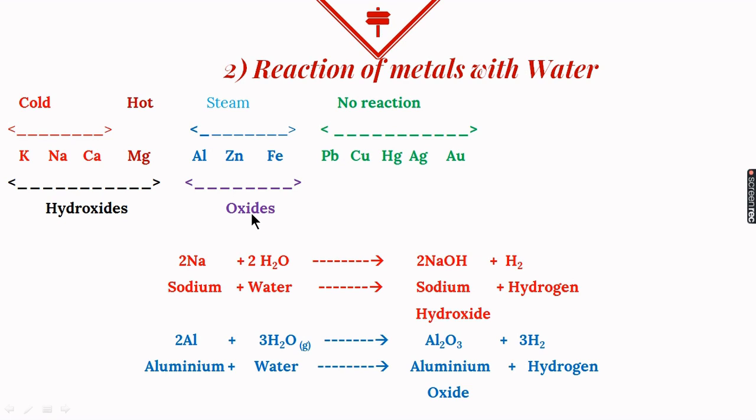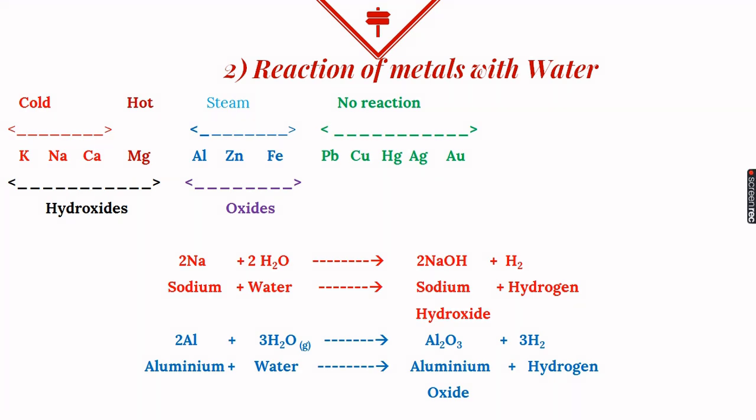And there is a task for you all now. You need to write the reaction of all these metals with water. I have given one sample for each group. Sodium reacts with water to give sodium hydroxide. Similarly, magnesium will react to give magnesium hydroxide and hydrogen. And from this group, aluminium reacts with water to give oxide here, that is aluminium oxide and hydrogen, and iron will give iron oxide and hydrogen. So you need to write the reaction of all these 7 metals with water.